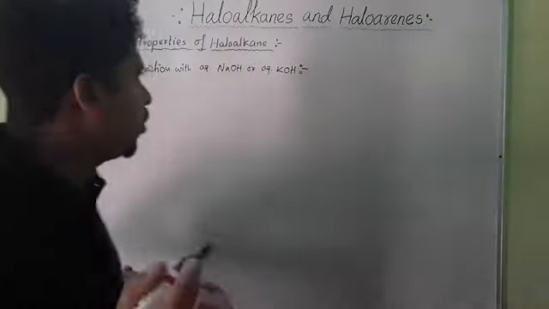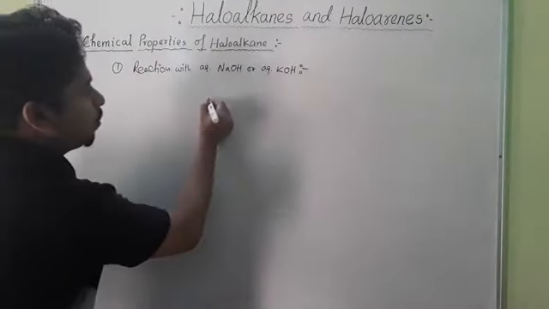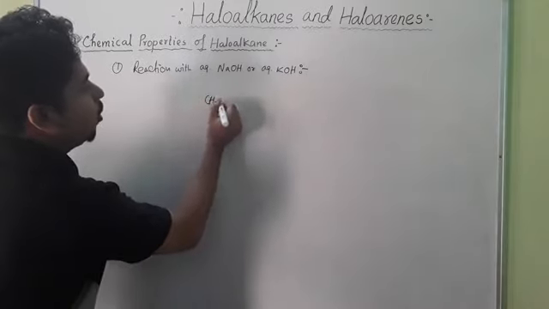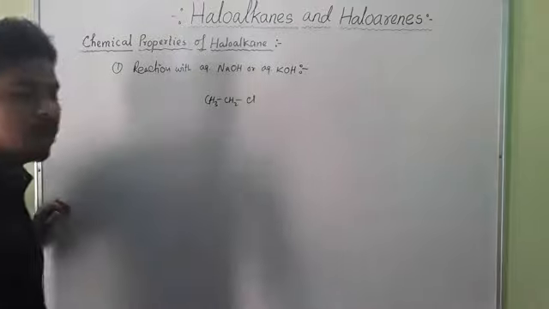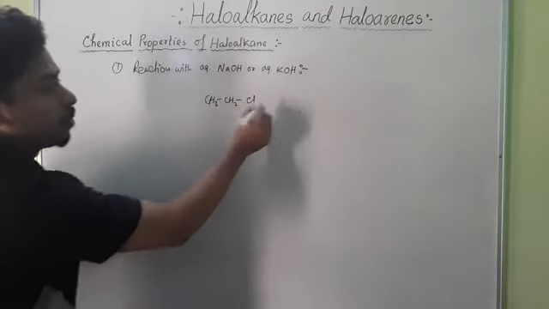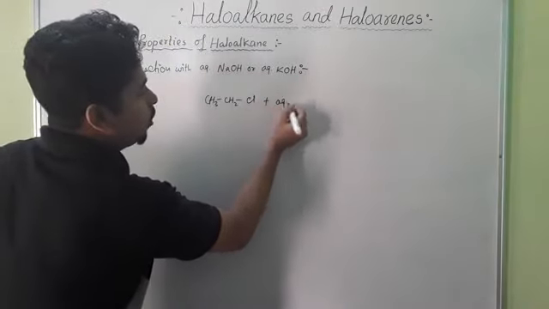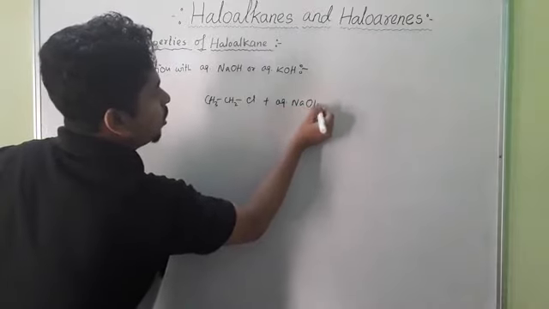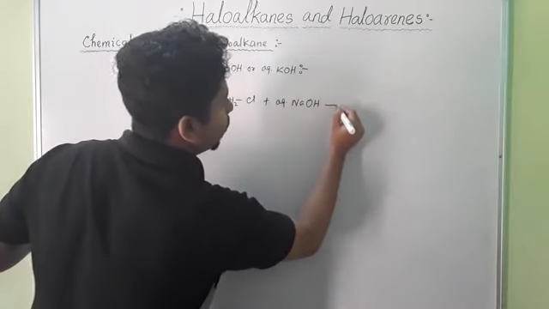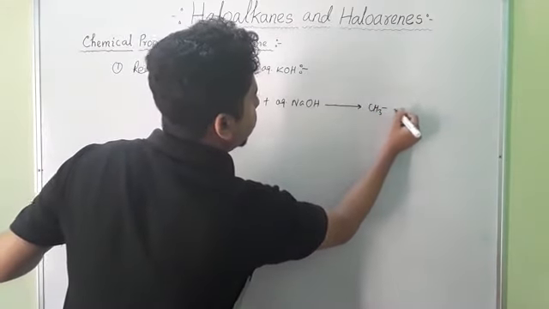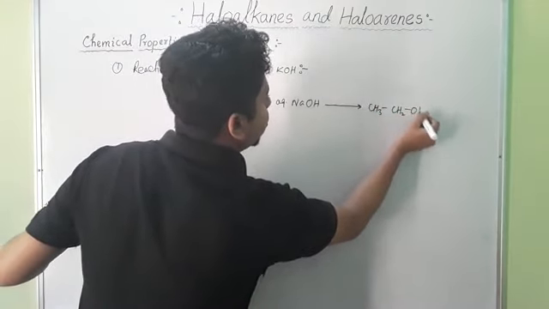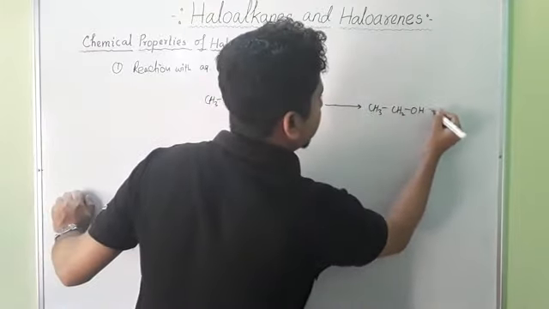So here we are considering one haloalkane. Suppose CH3-CH2-Cl. So this is one haloalkane, chloroethane. This upon treatment with aqueous NaOH will produce CH3-CH2-OH plus NaCl.